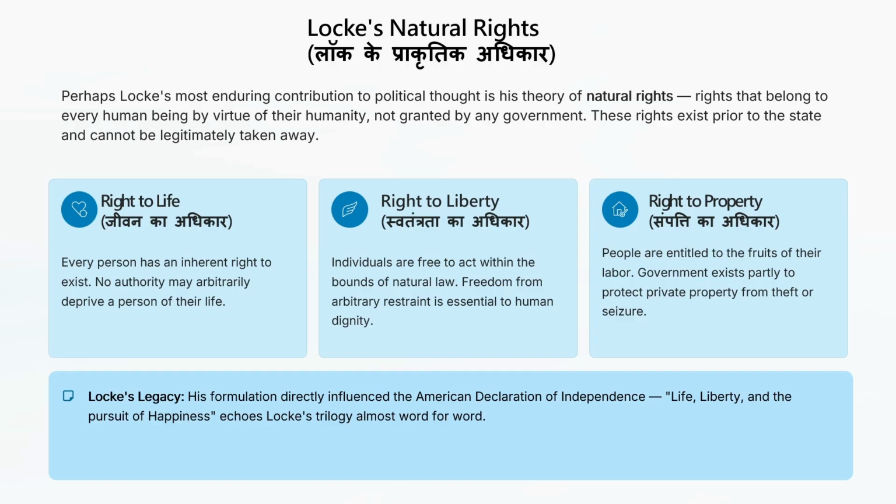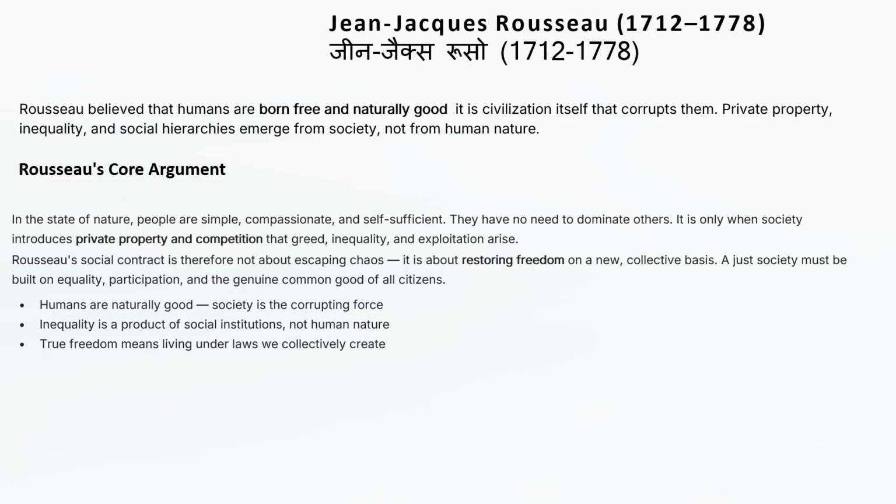Locke basically described three types of natural rights. First is the right to life, second is the right to liberty, and third is the right to property. He believed that government is formed mainly to protect these rights. If a government fails to protect these rights or abuses its power, people have the right to replace that government.